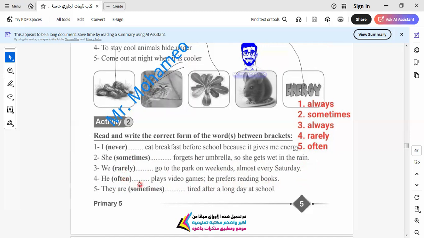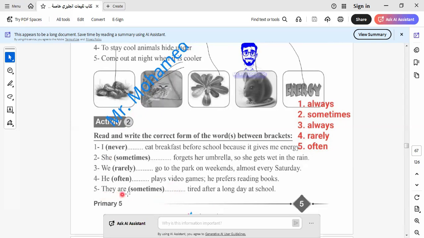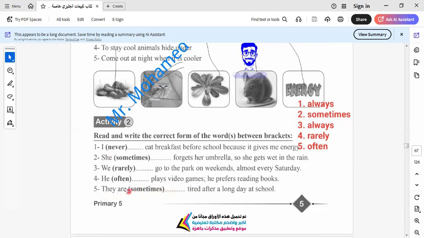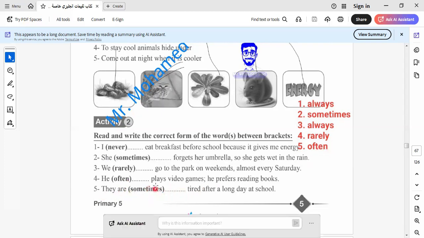Can do it, not all the time. Can play video games in a few than reading. So he prefers reading more than playing video games. They are space sometimes. So here we say they are often. It will be I am sometimes tired after a long day at school. Here I replace sometimes by often.